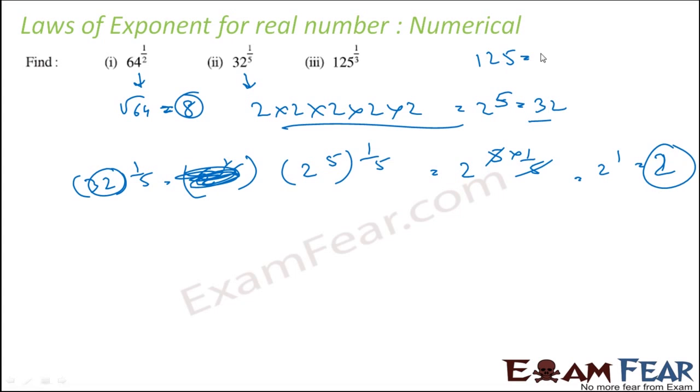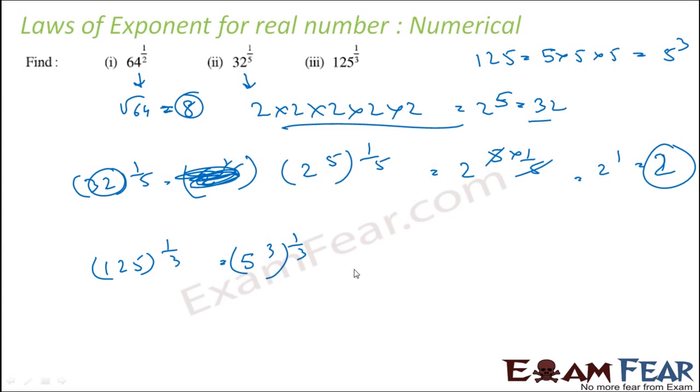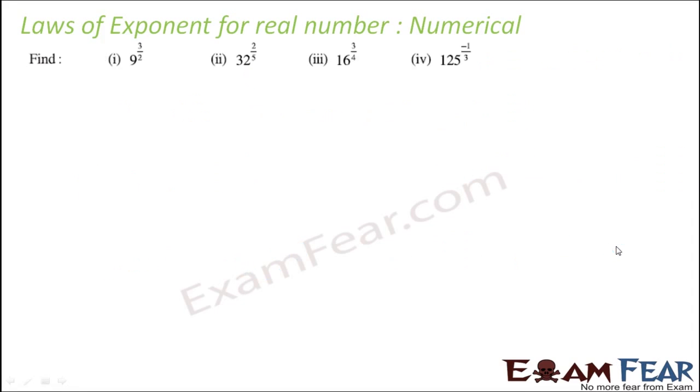Similarly, 125 is nothing but 5 into 5 into 5. That is 5 to the power 3. So when I am given this expression 125 to the power 1 by 3, I can write it as 5 to the power 3 and to the power 1 by 3. So (a to the power a)^b, I can write as a to the power ab, that is 5 to the power 3 into 1 by 3. And this gets cancelled, you get 5 to the power 1, that is 5. Just simple application of the formulas we have learned.